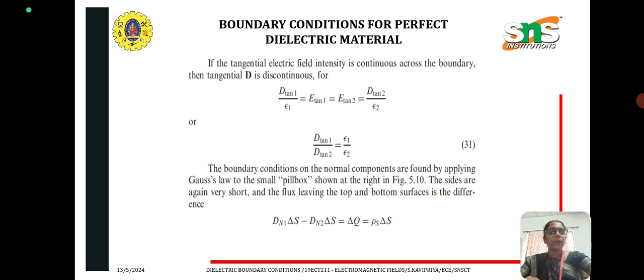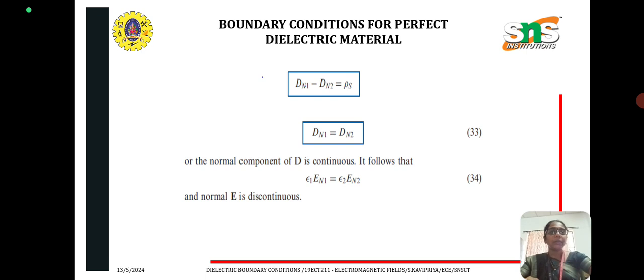So the boundary condition on normal components can be obtained by applying Gauss law. So Dn1 del S minus Dn2 del S is equal to del Q, which is nothing but rho s del S. So Dn1 minus Dn2 is equal to rho s. So from this, Dn1 is equal to Dn2. So the normal component of D is continuous.